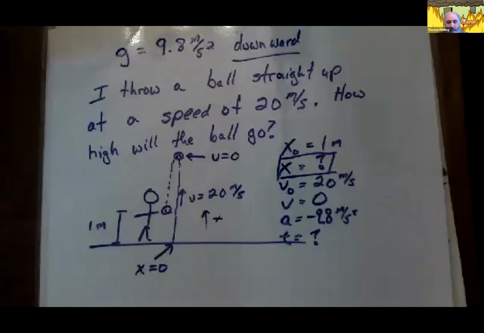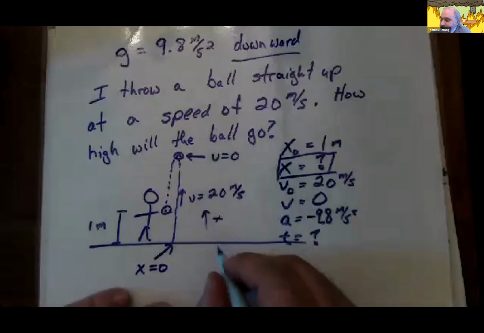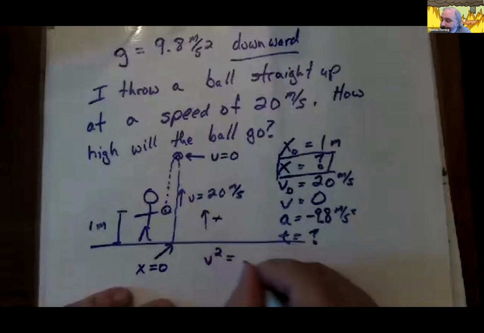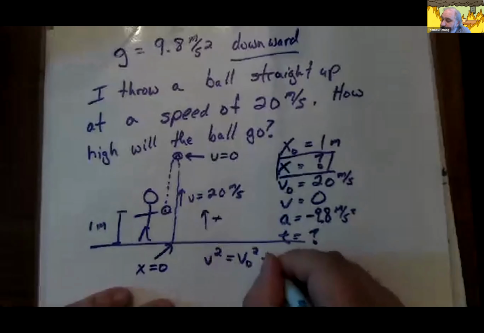So to solve this problem, I'm looking for the final position. I need an equation of motion that has the final position in it, but it needs to not have the time because I don't know, nor do I care about the time. So what equation of motion has x final, but not the time? V squared equals V initial squared plus 2a times the parentheses of x minus the x initial.